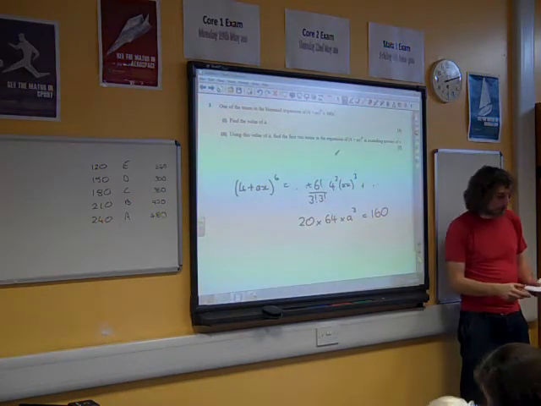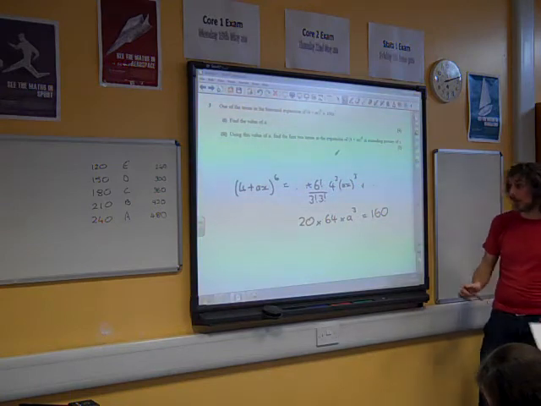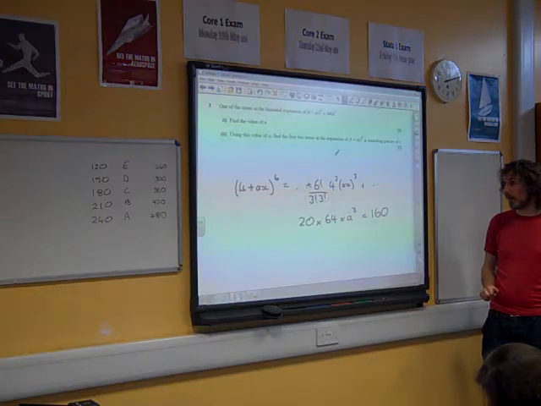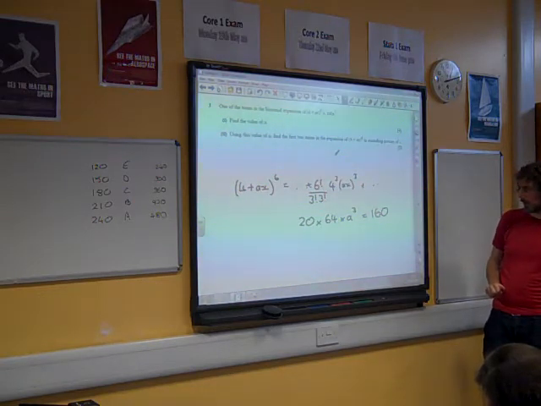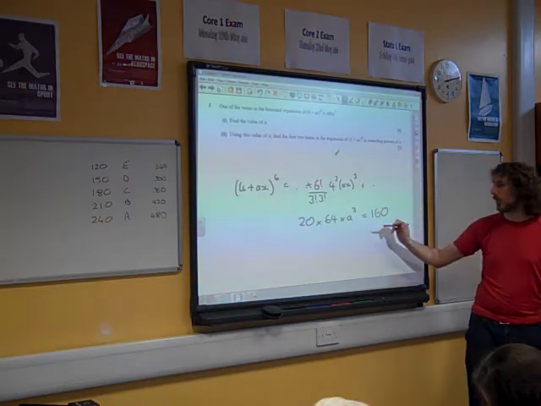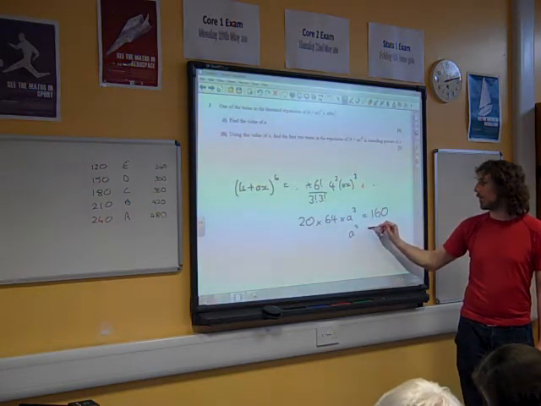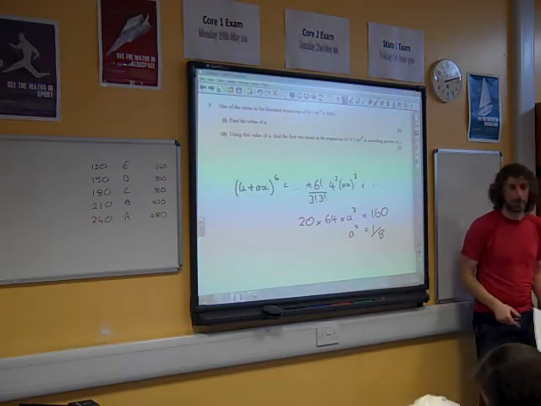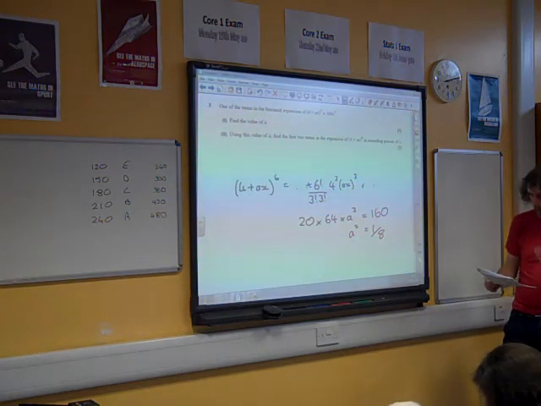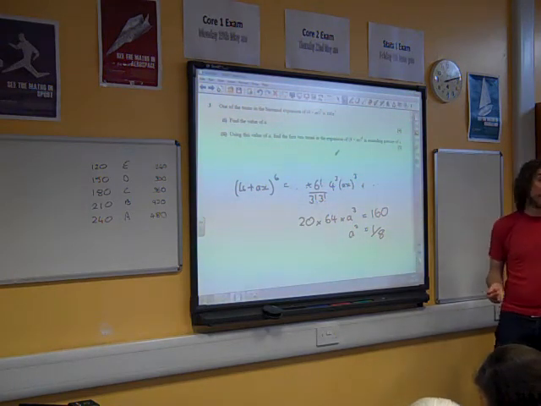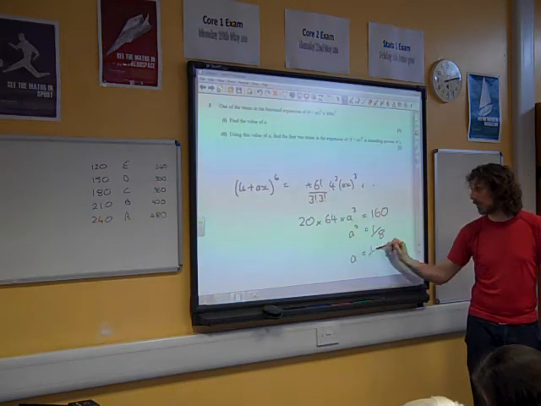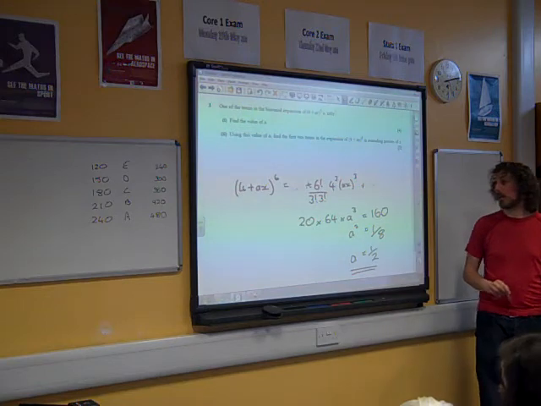If we simplify this, I think if you divide 160 by 20 lots of 64, well, you end up doing 80 divided by... 1/8 I think you get, don't you? Yeah? And so if a cubed is 1/8, a is the cube root of that. So a comes out to being half.